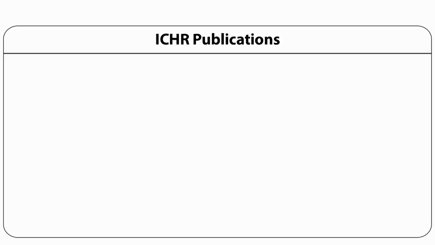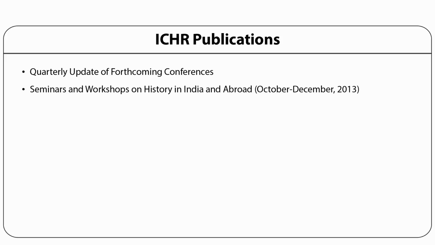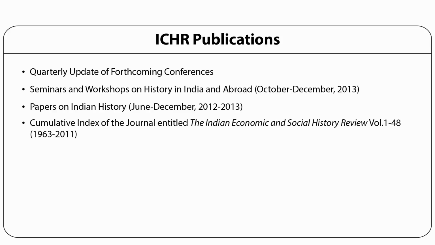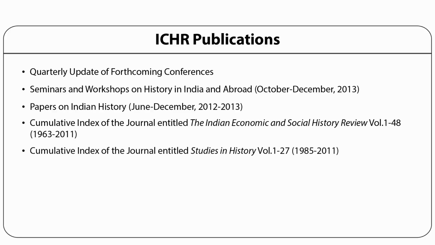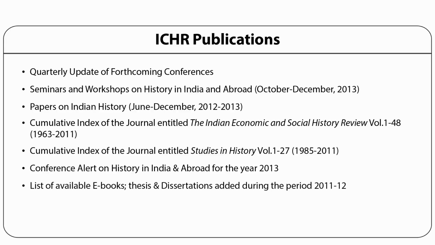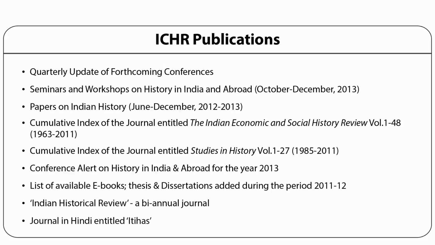ICHR publications are quarterly update of forthcoming conferences, seminars and workshops on history in India and abroad, papers on Indian history, cumulative index of the journal entitled The Indian Economic and Social History Review, that is from volume 1 to 48, cumulative index of the journal entitled Studies in History, volume 1 to 27, conference alert on history in India and abroad for the year 2013, list of available ebooks, theses and dissertations added during the period 2011-12, Indian Historical Review, a biannual journal, and journal in Hindi entitled Itihas.